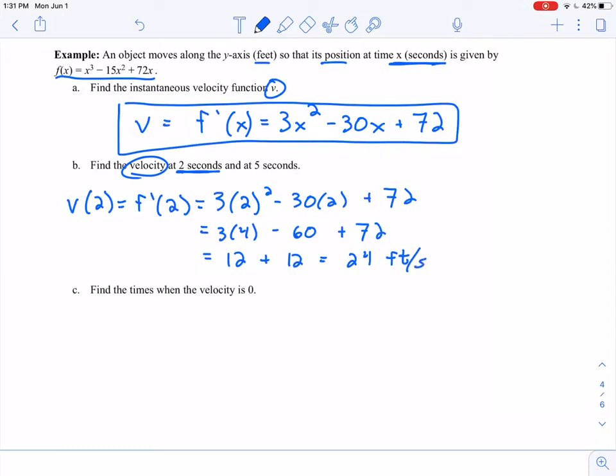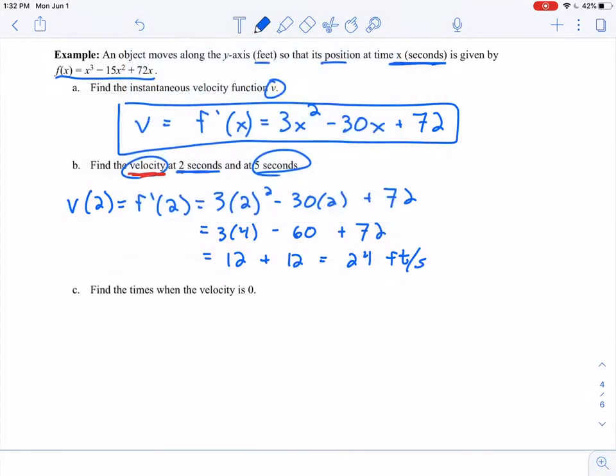If I wanted to find the velocity at 5 seconds, I would repeat this problem. I would just take 5 and plug that in for x again. One thing I'll mention in case you do want to try that problem on your own: remember we're talking about velocity right here. Velocity can be negative. That's okay. If you have a negative velocity, that just means you're moving backwards or you're moving down. It really just means you're going in reverse, in the opposite direction. So it's okay for velocity to be negative. It does not mean that you've made a mistake.